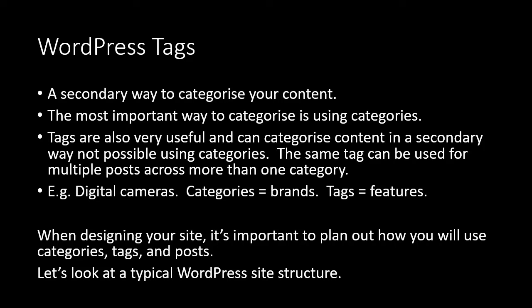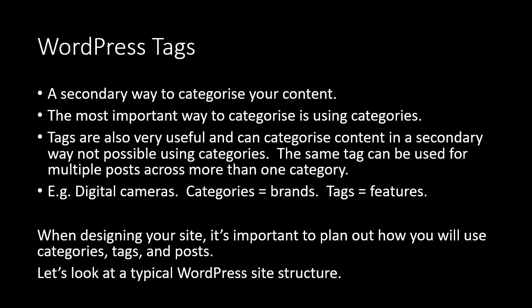In this video I want to have a look at WordPress tags, and maybe this will act as a reminder of what you should and shouldn't be using tags for. You need to think of tags as a secondary way to categorize your content. The most important way to categorize your content is using WordPress categories. There is a major difference in the way we use categories and tags that I should mention right now. Any post you create can only be in one category, but it can have multiple tags.